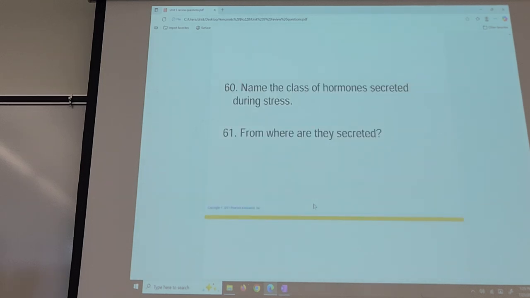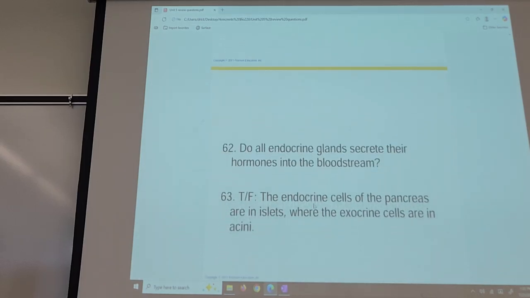Name the class of hormones secreted during stress. So first name the hormone that we secrete. Cortisol. And what's the class that it belongs to? Cortico something. Starts with a G. Glucocorticoid. Glucocorticoids, yes. Aldosterone is part of mineral corticoids. Okay, so where is cortisol secreted from? The adrenal cortex. Good.